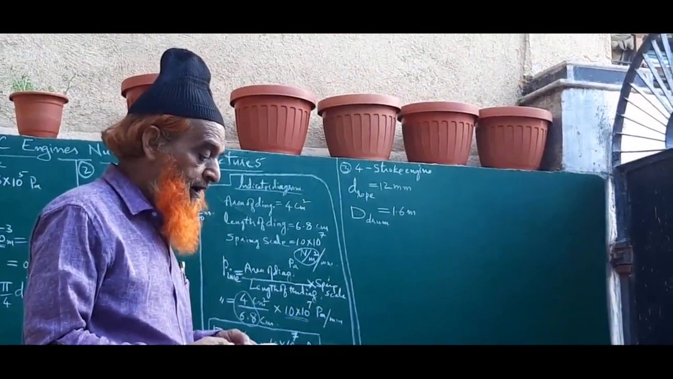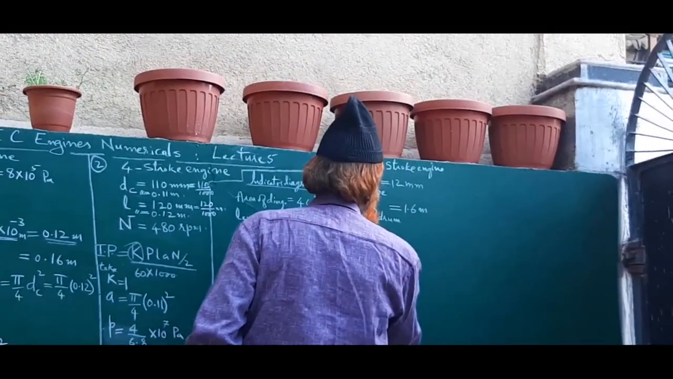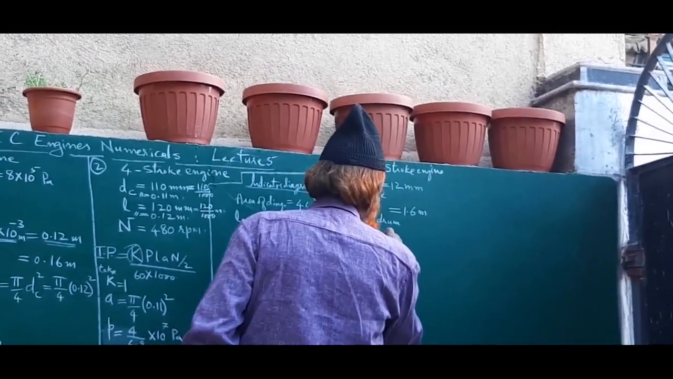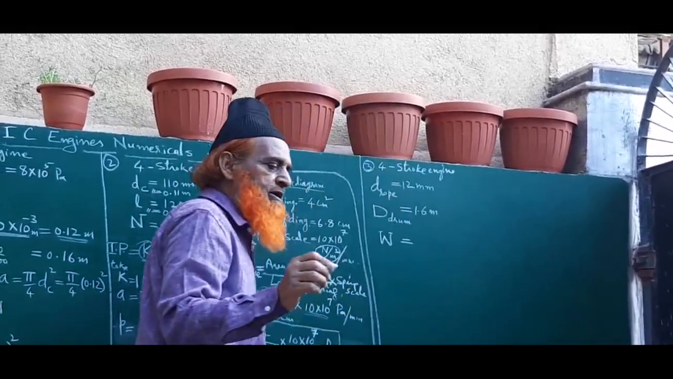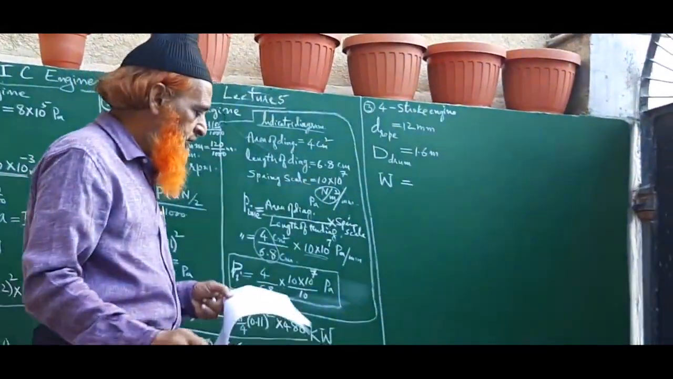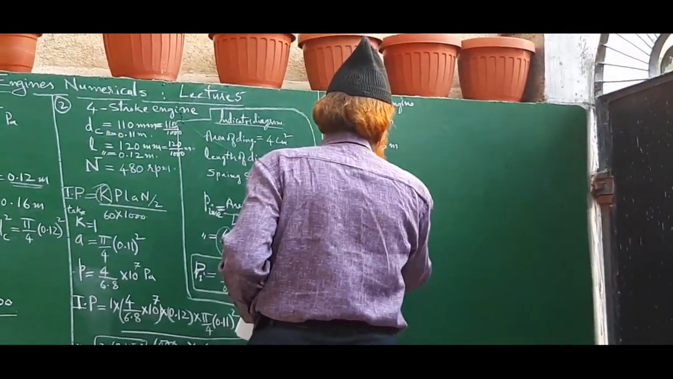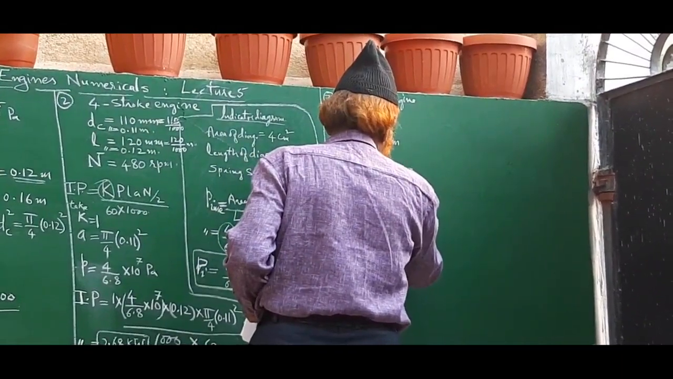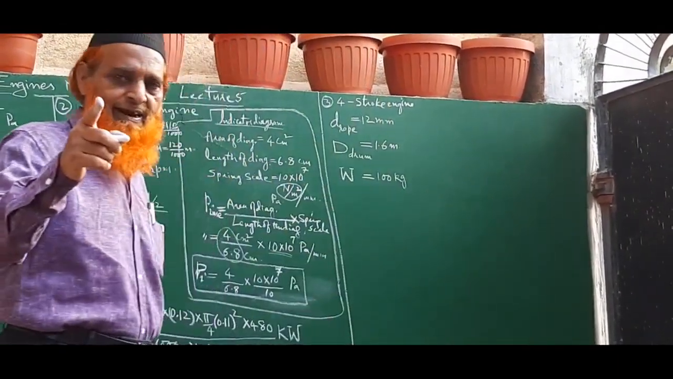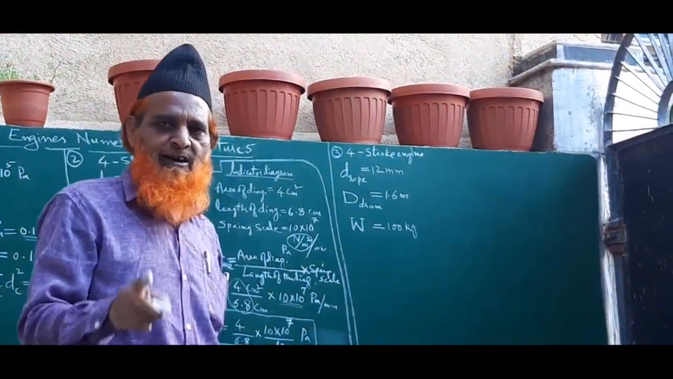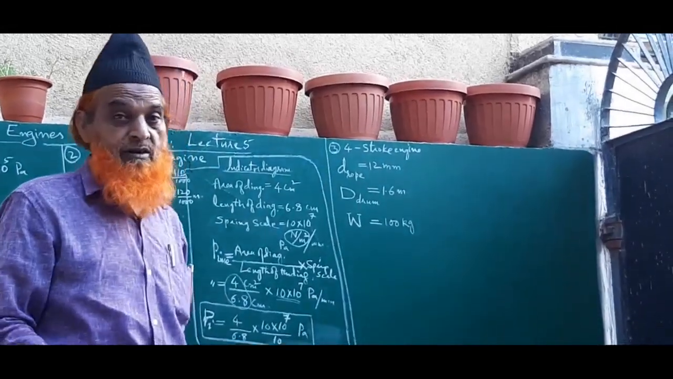Next is load suspended on brake drum. Load suspended on the brake drum is dead load. The notation we have used is capital W. It is given as 100 kg. In calculations, the load is supposed to be given in Newton, but here it is given in kg, so we have to change it into Newton.